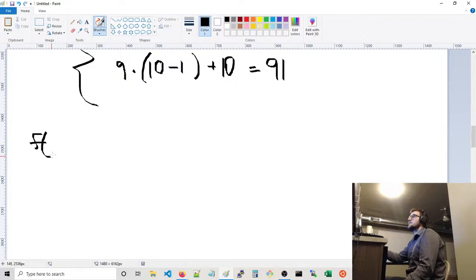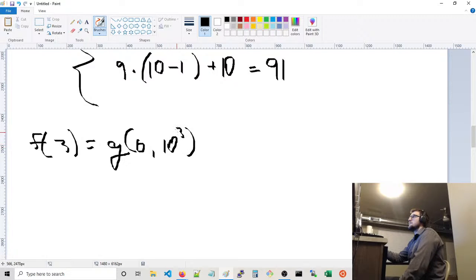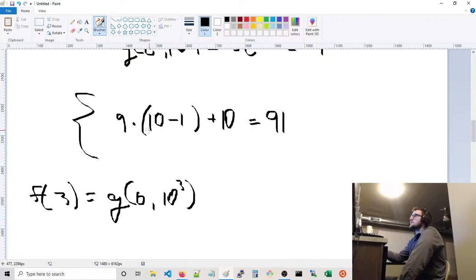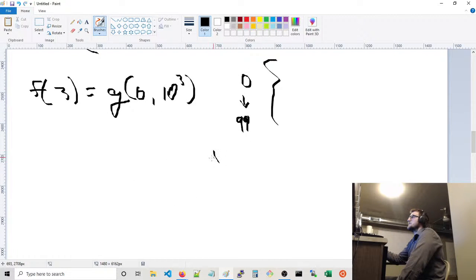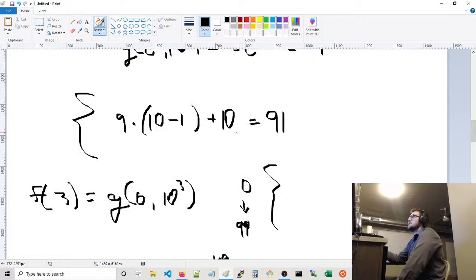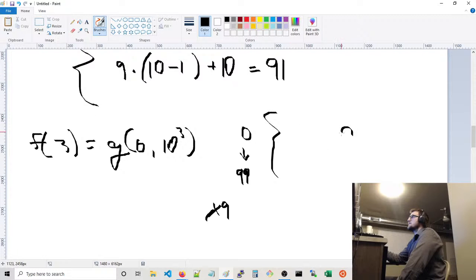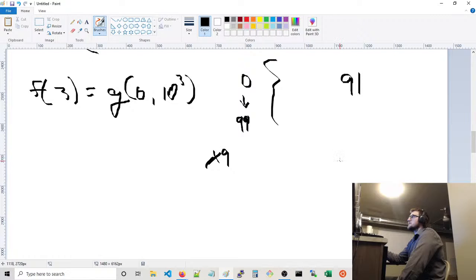F of 3 is going to be g of 0 to 1,000. And we can say now we have each of these groups from 0 to 100, or 0 to 99, we'll say, because we're not including the last one, right? 0 to 99 times 9. And in each of these cases, we have 91 the first time. We would expect 91 again.